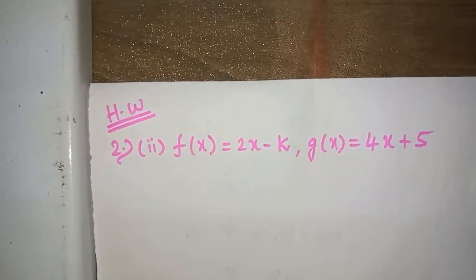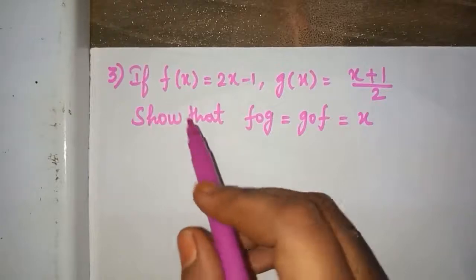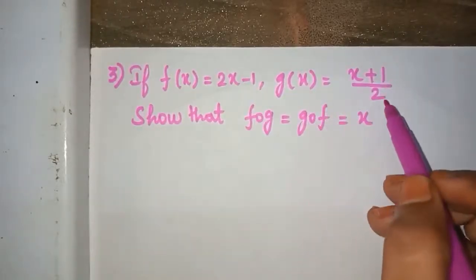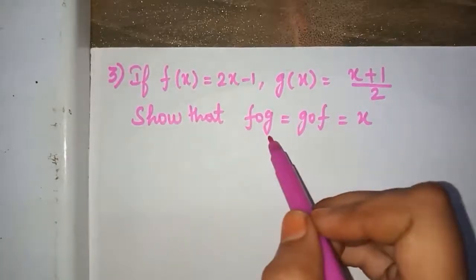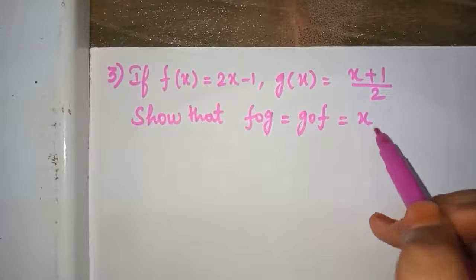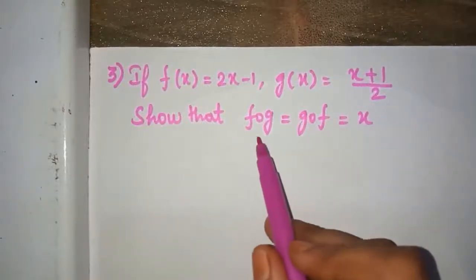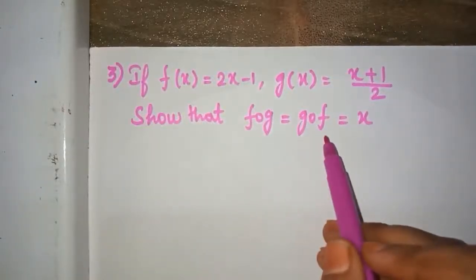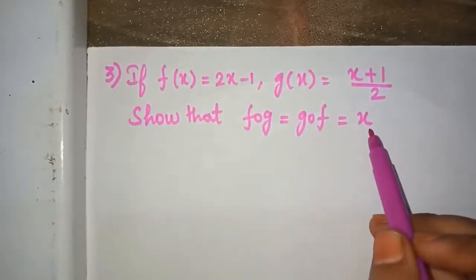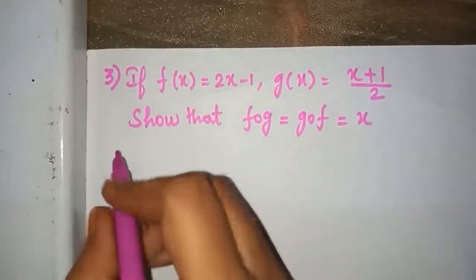Thank you, students. Next question is, if f of x is equal to 2x minus 1 and g of x is equal to x plus 1 by 2, then show that f composite g is equal to g composite f is equal to x. In this question, you have to find f composite g and g composite f. Both are equal, which we have to get the value as x. So let us see the solution.